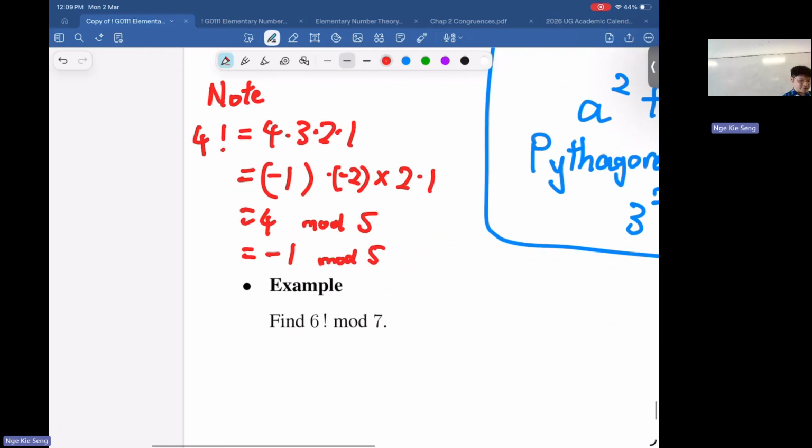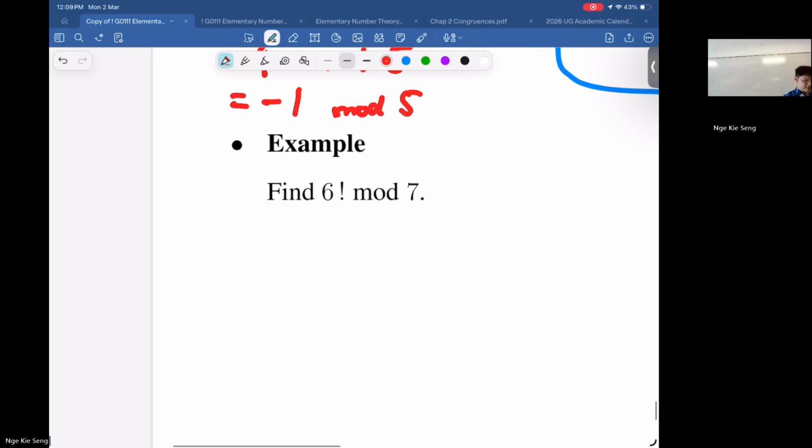Let's look at a different example. Let's say 6 factorial mod 7. So what can you do? Maybe you can calculate quicker than me.